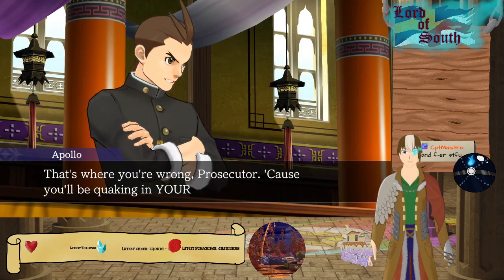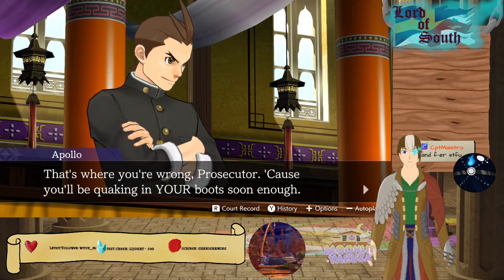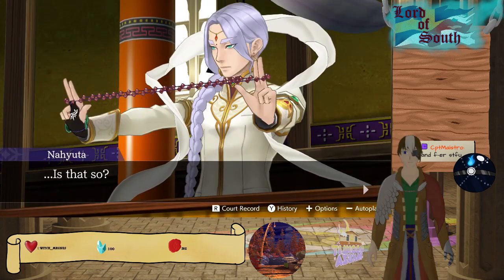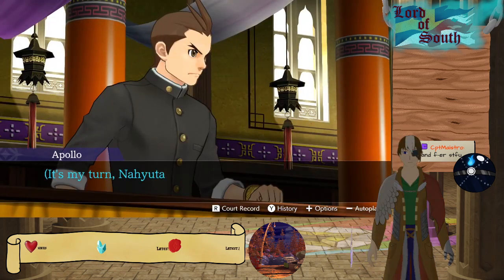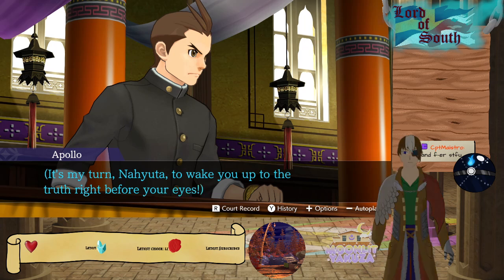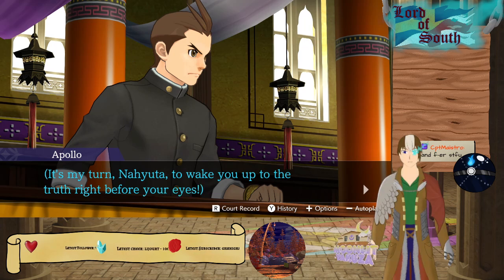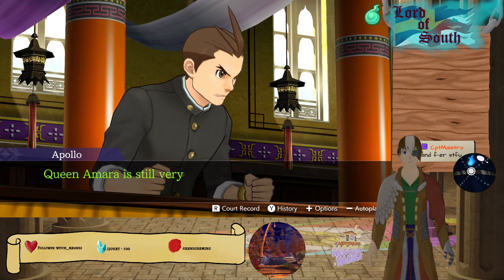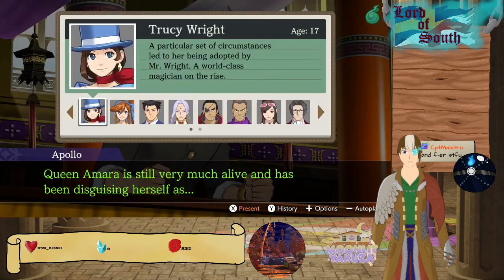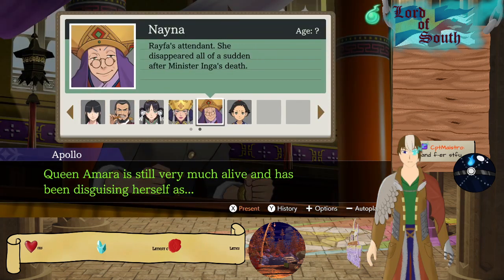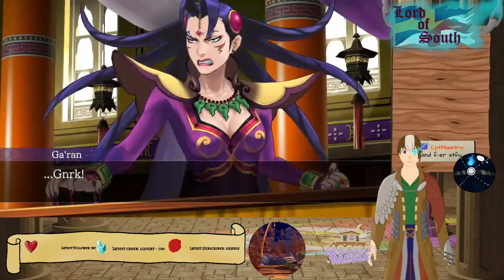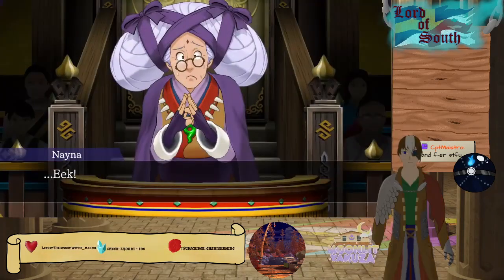That's where you're wrong, prosecutor, because you'll be quaking in your boots soon enough. Is that so? It's my turn, Nina, to wake you up to the truth right before your eyes. Queen Amara is still very much alive and has been disguising themselves as an old woman. I was about to say old man. Old woman, Nina.